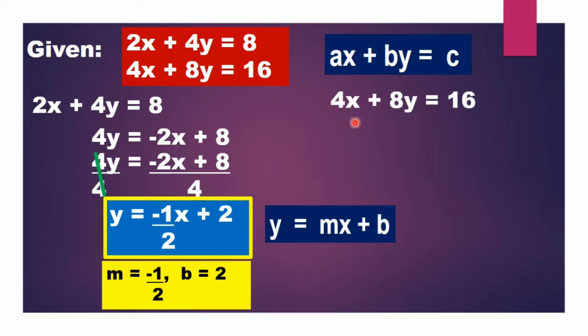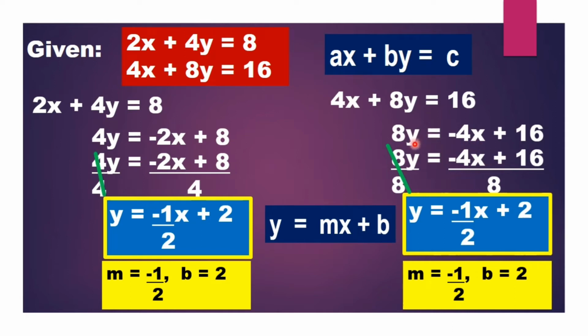Then solving for 4x plus 8y equals 16. Solving for y, transpose 4x to the other side, becomes negative. So we have 8y equals negative 4x plus 16. Then divide both sides by 8 to eliminate 8. So this is equal to 1. Negative 4 divided by 8 is negative 1 half. 16 divided by 8 is 2. So y is equal to negative 1 half x plus 2. Ang slope mo dito is negative 1 half at ang y-intercept ay 2.